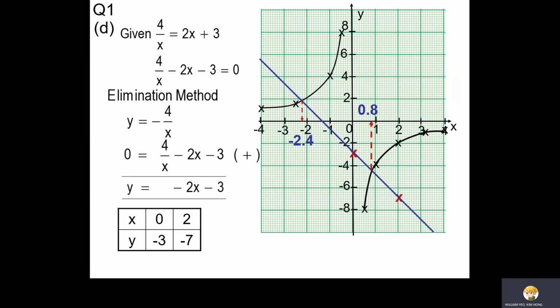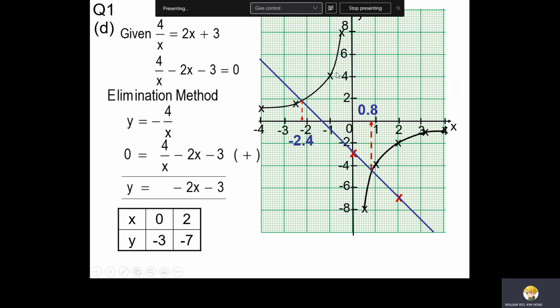Now, the question for this chapter is roughly something like this. I already mentioned that this graph is, what do you call it, a reciprocal graph. So next we move to the next slide. Next question. So the answer here is negative 2.4 and 0.8.